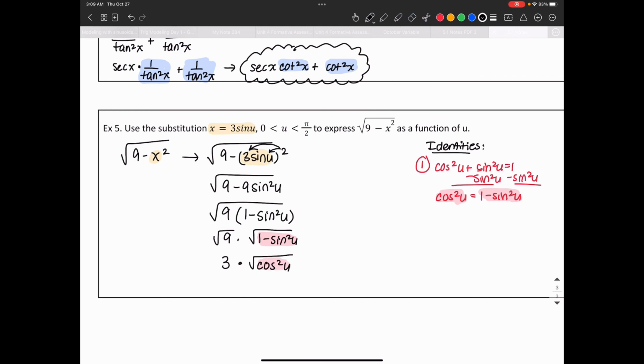And I can simplify this further, and I could say, okay, well, I have 3 times the square root of cosine squared of u, which is just cosine of u. This is one term, and I'm finished, and that is my answer.